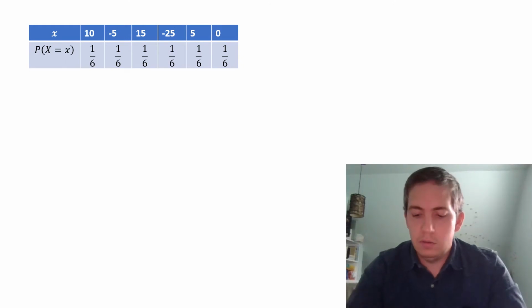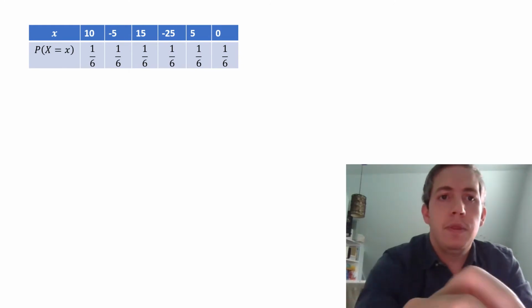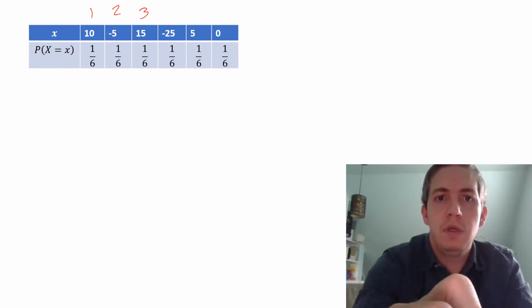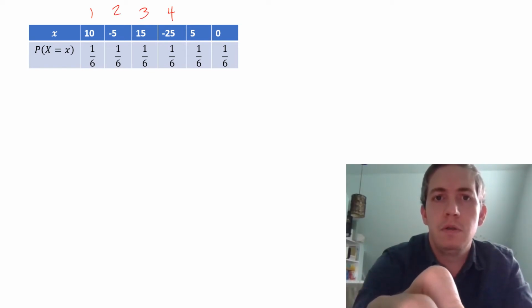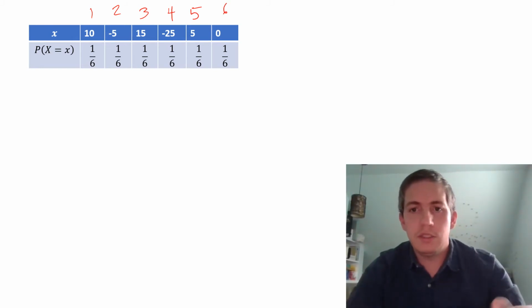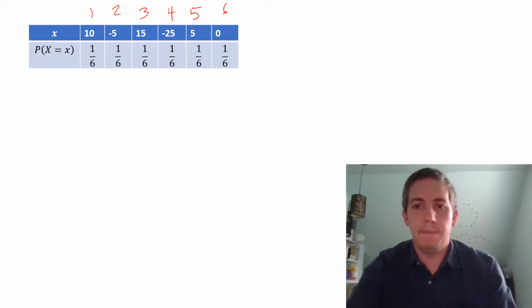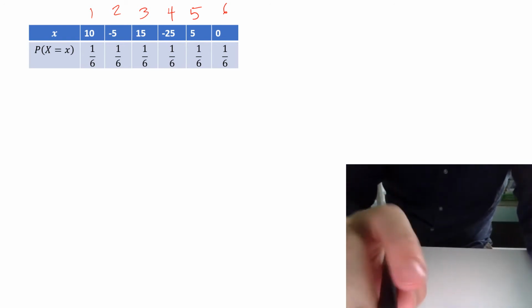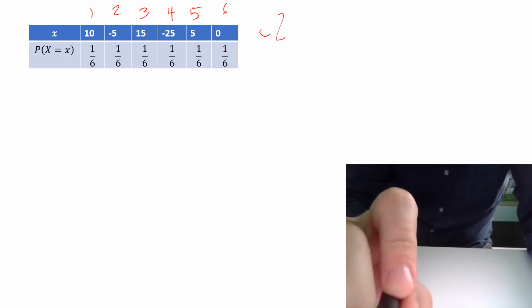So let's try this out. So I'm going to roll a die. And remember that if I roll a 1, it's 10 points, 2 is -5 points, 3 is 15 points, 4 is -25 points, 5 is 5 points, and 6 is 0 points. I'm going to roll it, let's say 12 times, and we'll see what happens, how many potential bonus points you can get on your exam. So I got a 4, oh, negative 25 points.